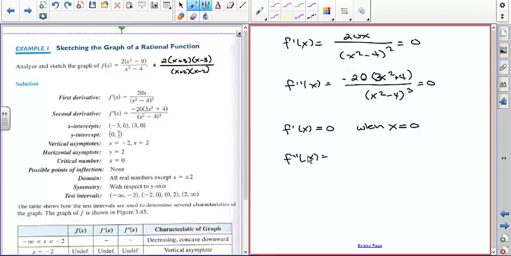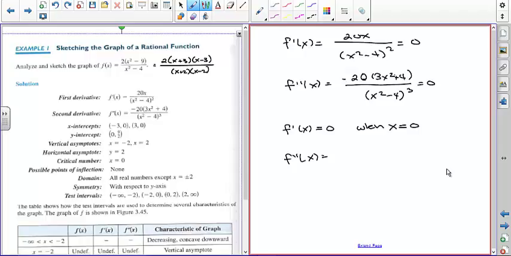Zane. So what values of x is the numerator going to be 0? You don't know, or you don't think there are any?